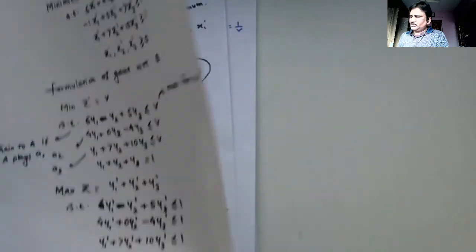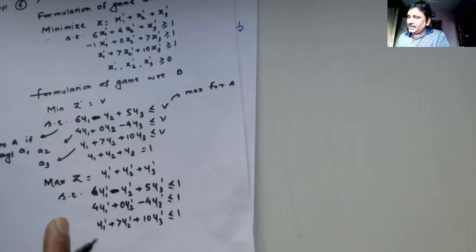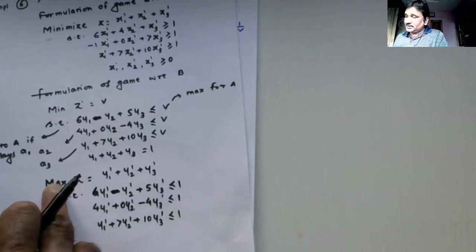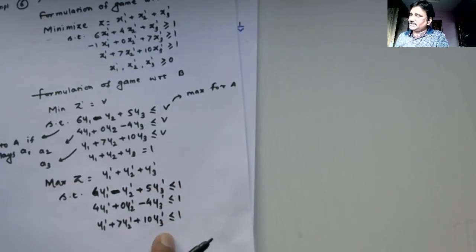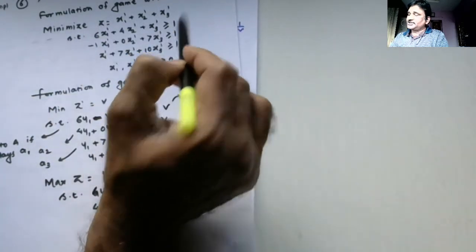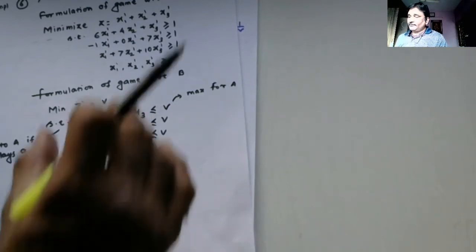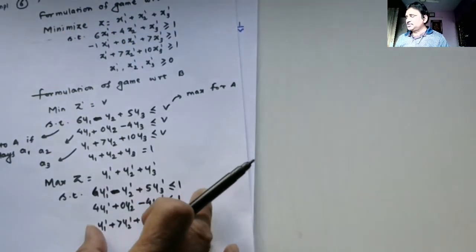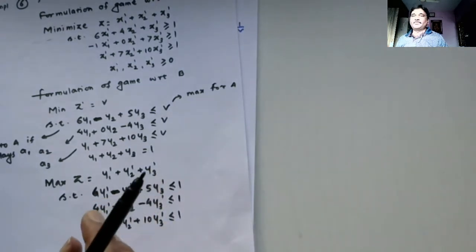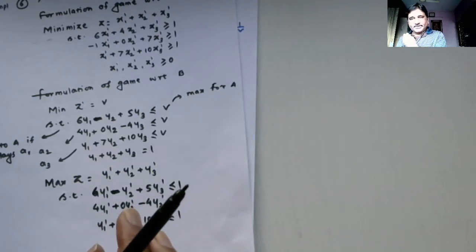So it is very simple to write this formulation directly based upon this. The only thing to be remembered is that for player B, finally the objective function will turn to maximize with the constraints of type less than equal to, and for player A, finally the objective function will turn to minimize with the constraints greater than equal to. Now you have the choice, you can solve this by simplex or this by simplex. You have to solve only one problem by simplex method.